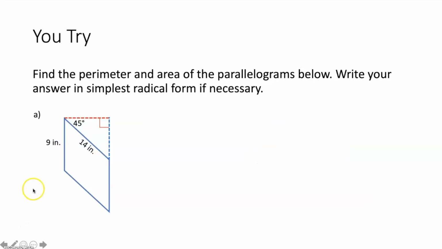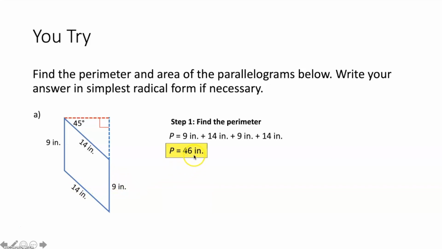Okay, doing the same thing here. So first, what I want to do is find the perimeter of this parallelogram. And in order to find the perimeter of the parallelogram, I need to add up all of the side lengths. Well, in a parallelogram, we know that both pairs of opposite sides are congruent. So if this side length is 14 inches, that means the side length opposite that would also be 14 inches. If this side length is 9 inches, that means the side length opposite that would be 9 inches. So the perimeter of this parallelogram would just be 14 plus 9 plus 14 plus 9, which gives you 46 inches. That is the perimeter of this parallelogram.